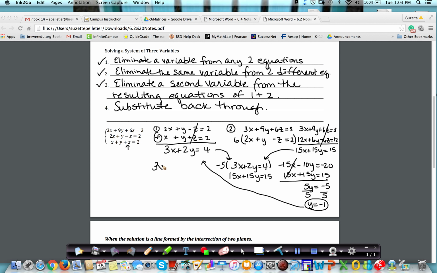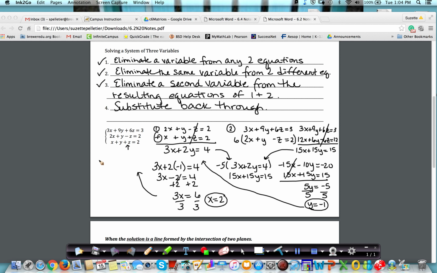So I'm going to do 3x plus 2 times that negative 1, which I know y is equal to, equals 4. So 3x minus 2 equals 4. Add the 2 to both sides. 3x equals 6. Divide by 3, and I get x equals 2. So again, now I know two variables, and I can go back to one of my original equations and solve.